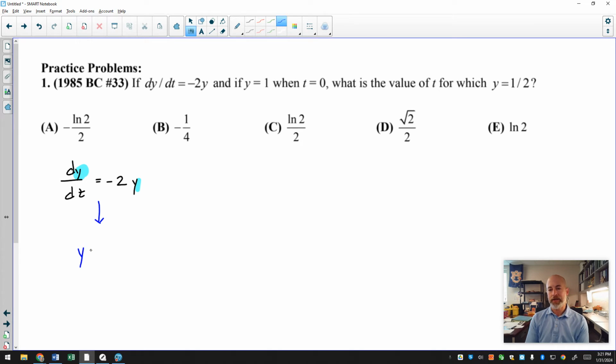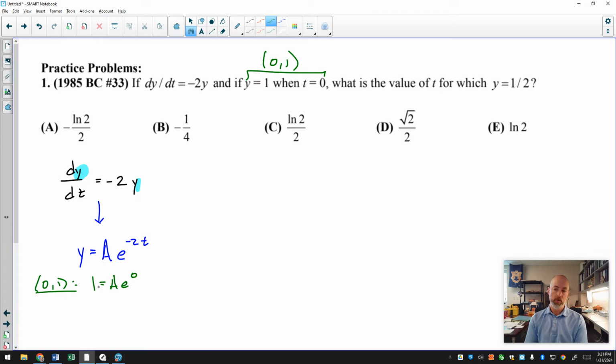I know that y is ultimately going to be some number times e to the kt. In this case, k is negative 2, so negative 2t. And I have my solution already. So we sped up the process a lot. They give me an initial condition right here: y is 1 when t is 0. So I could plug that point in. If I plug in 0, 1, we get 1 is equal to a e to the 0. Well, e to the 0 is 1, so 1 is just a. So then I can reset my solution. I now have a more complete solution.